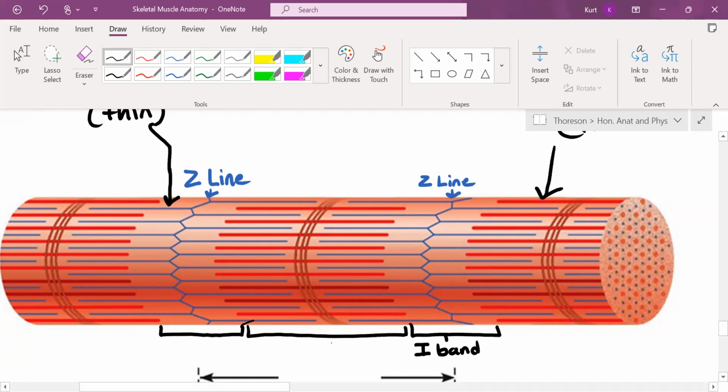And what will this one with the blue and the red lines be? That's an A band. And then you have another I band here. An I band is going to be lighter striations. An A band is going to be darker striations.